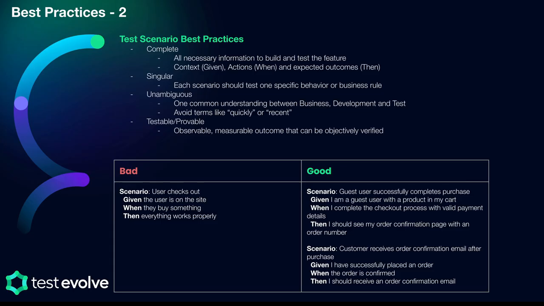For example, if you're testing an order, you don't want to test that the order confirmation page is displayed and an email is sent, because if the email service goes down, then the test will fail and you won't know whether it's the order confirmation page that's the issue or whether it's the email service.